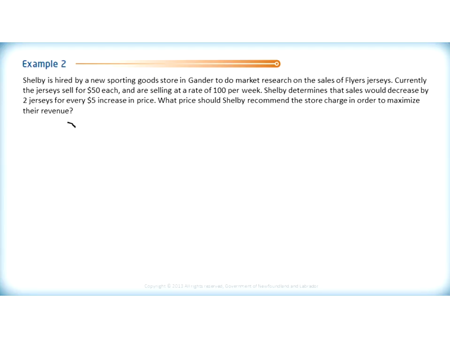So we're going to invent a variable here. We're going to call it x, and we're going to say x is going to be the number of times we increase the price by $5. This is not the only way to solve this problem, but it's certainly the easiest in my understanding. So what we have to do is we want to maximize their revenue. So we need a revenue equation, remembering that revenue is equal to your quantity function, or sometimes called your sales function, times your price function, P of x. So we need both of those first.